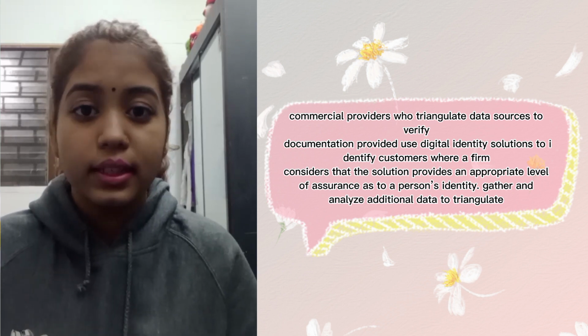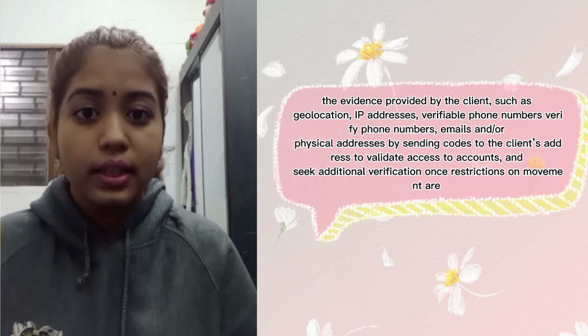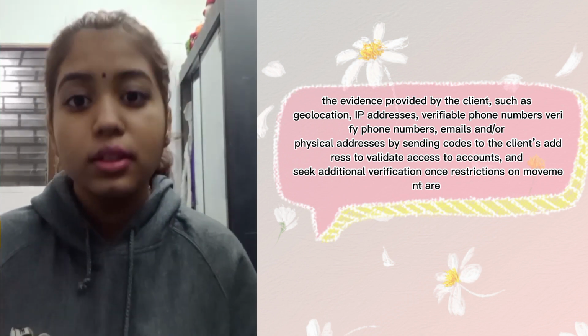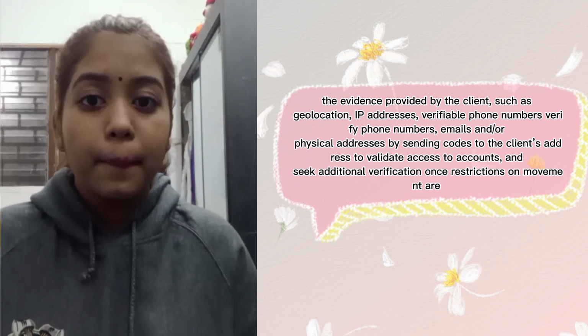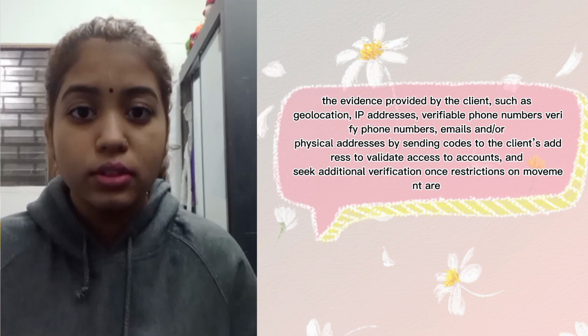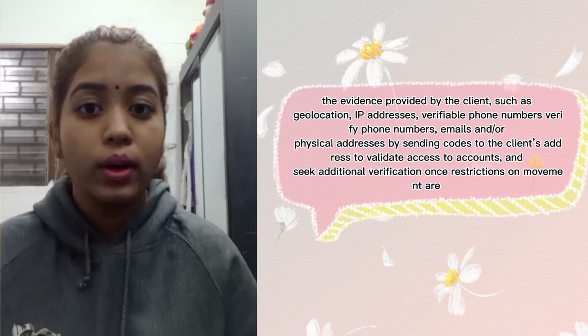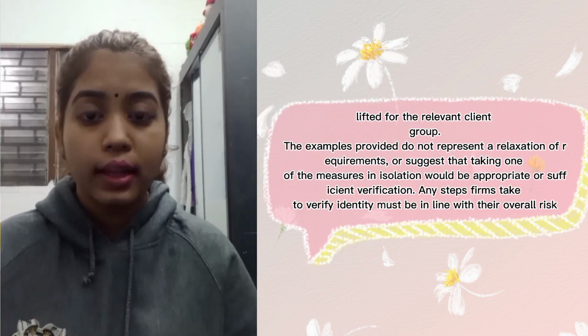Gather and analyze additional data to triangulate the evidence provided by the client, such as geolocation, IP address, verifiable phone numbers, emails, and physical addresses, by sending codes to the client's address to validate access to accounts, and seek additional verification once restrictions on movement are lifted for the relevant client group.